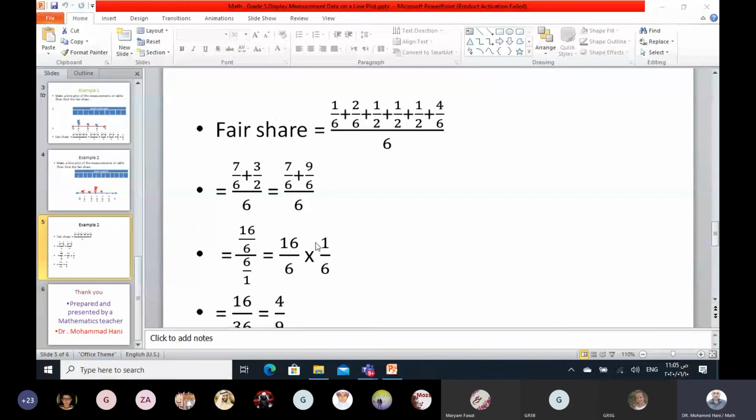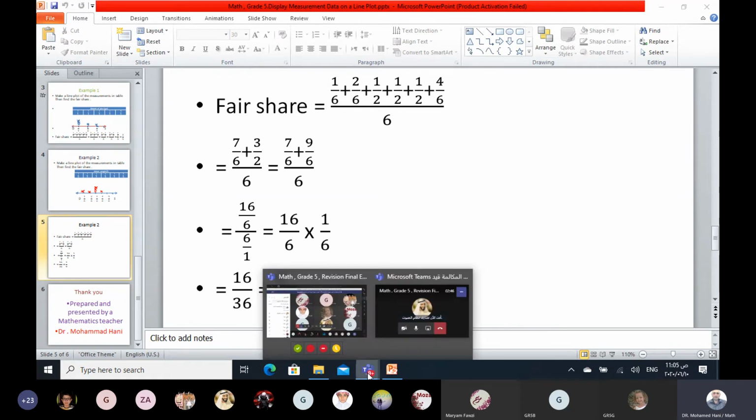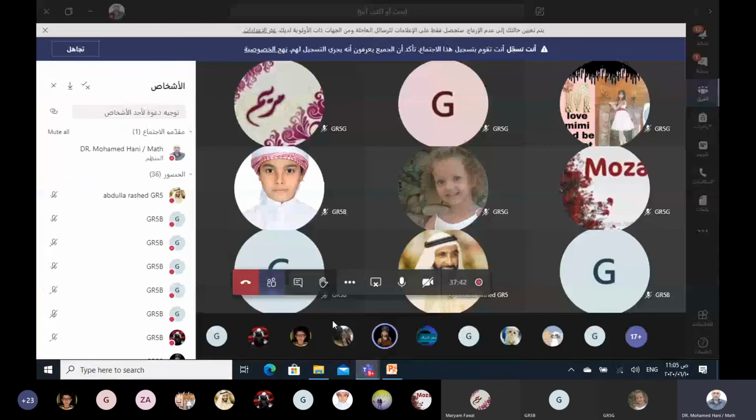Now we have multiplication between two fractions. How to multiply? 16 multiplied by 1 will be 16, and 6 multiplied by 6 will be 36. Now do the simplest form. Find the GCF between 16 and 36. 16 divided by 4 will be 4, and 36 divided by 4 will be 9. So this is the fair share.